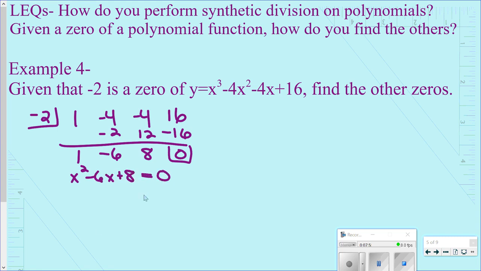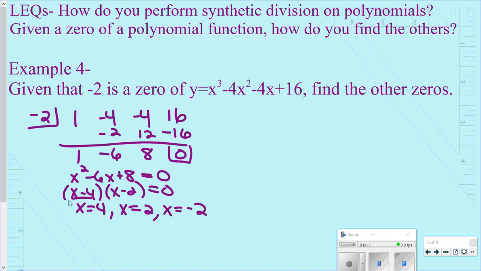I'm setting that equal to 0 because I'm finding the zeros, and I'm going to solve that. I'm going to try factoring. If not, quadratic formula, complete the square. Looks like it does factor. So we're getting x equals 4 and 2, and the one that we were told, negative 2. Cubic, 3 roots. I'm done.